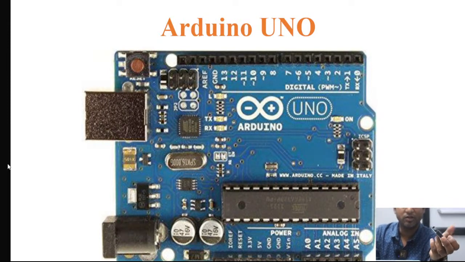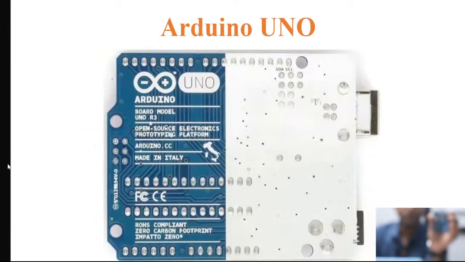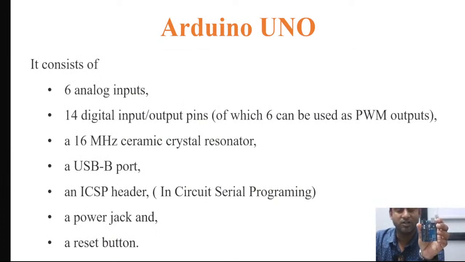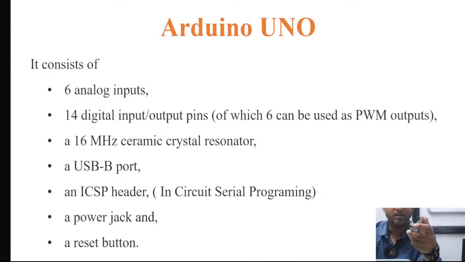This Arduino board has 6 analog input pins and 14 digital IO pins, out of which 6 can be used as pulse width modulation output. One 16 megahertz ceramic crystal resonator produces the 16 megahertz frequency for the microcontroller. There is one USB port, an ICSP header, which is the in circuit serial programming header, one power jack, and one reset button. These are the basic things present in the Arduino Uno board.